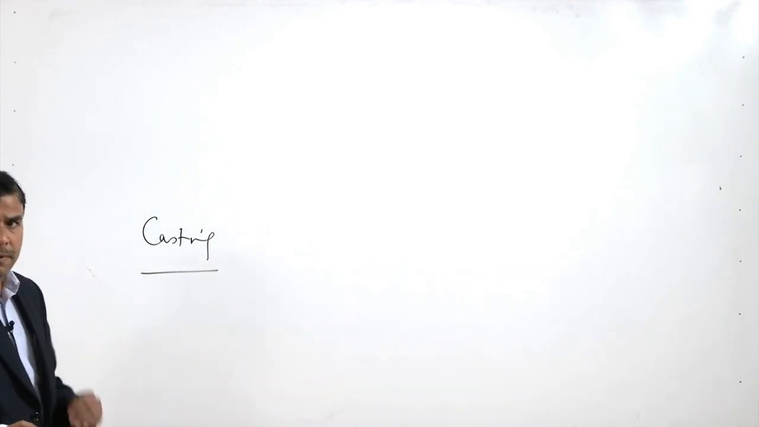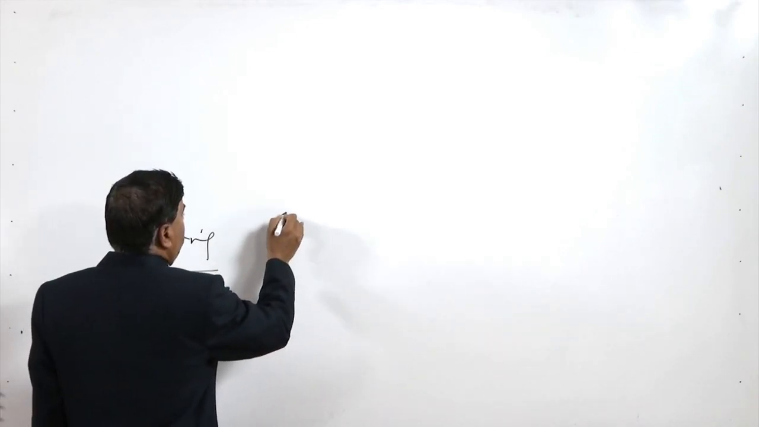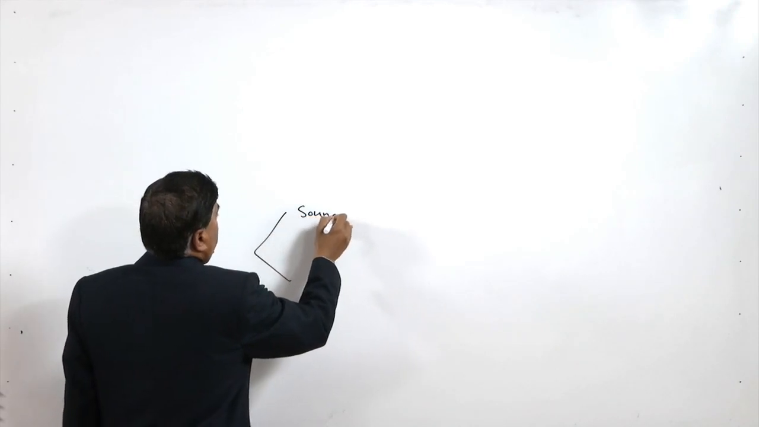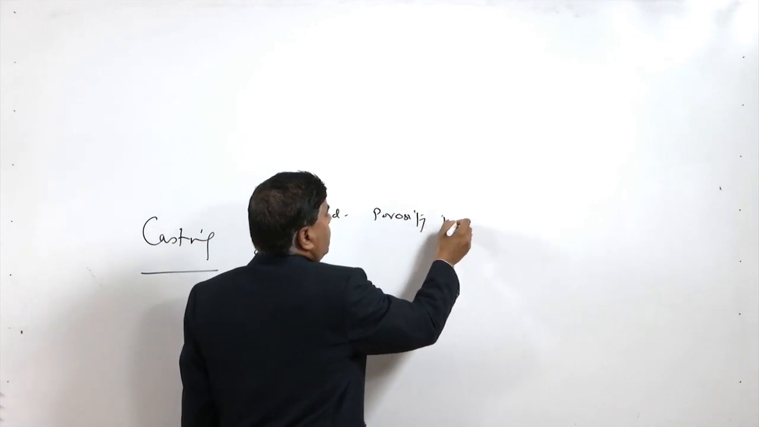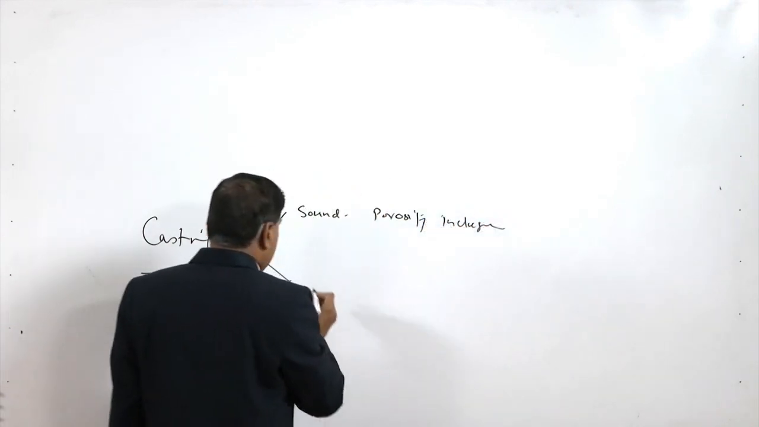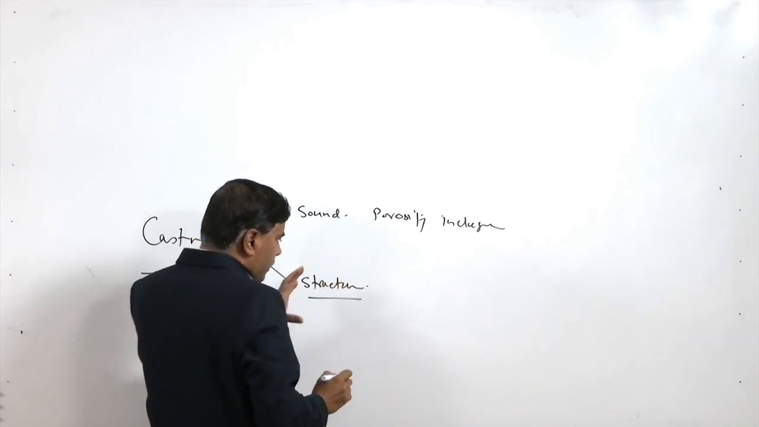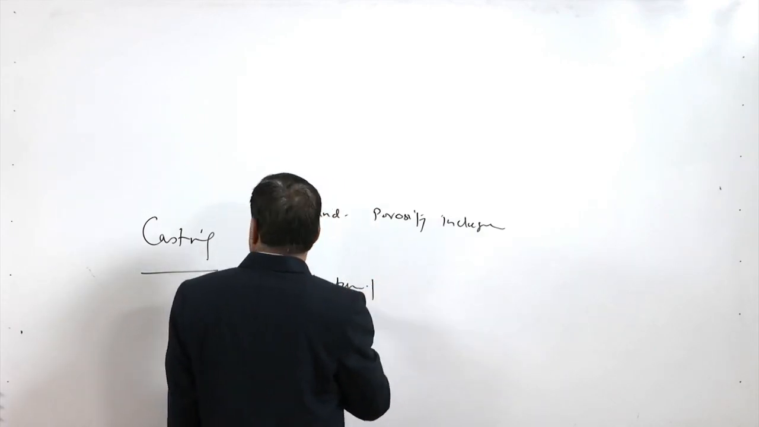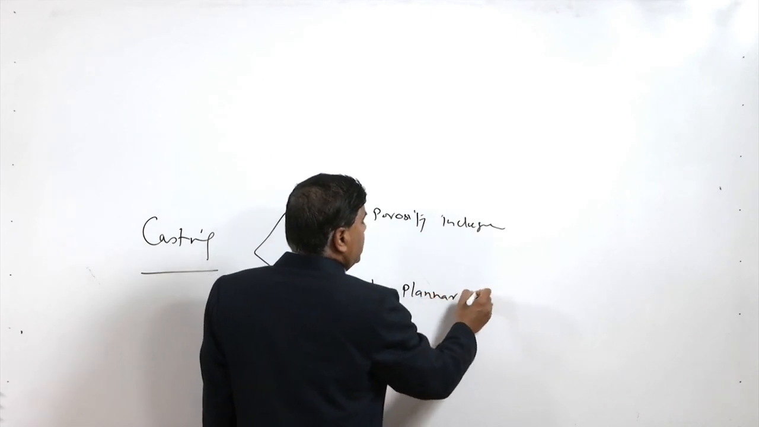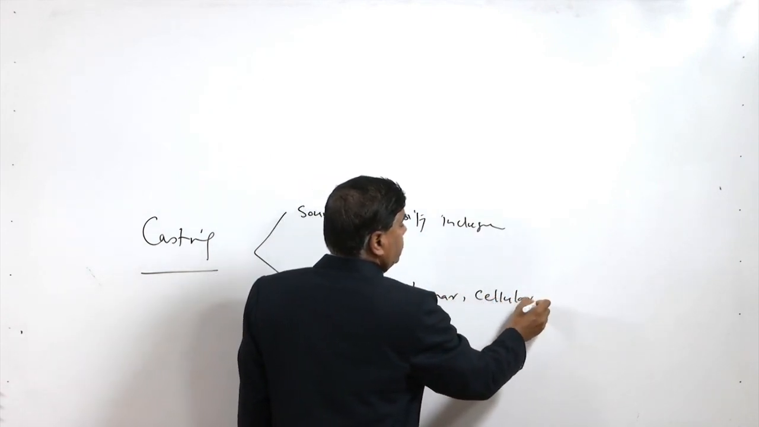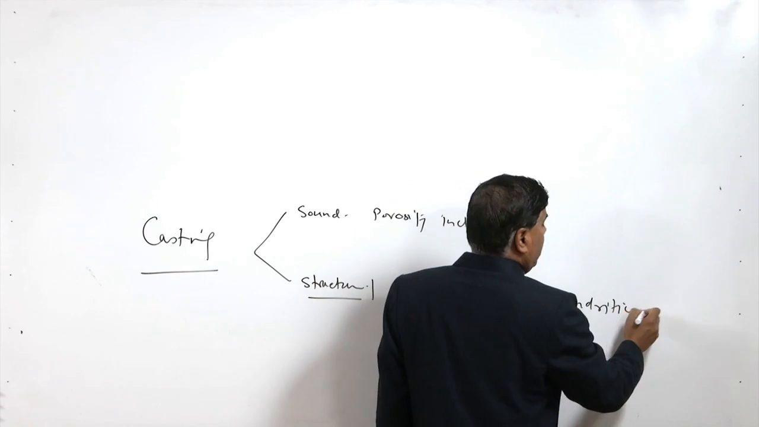In the case of casting, properties are affected by two aspects. One is the soundness, whether there are porosity and inclusions or not, and another is the structural or microstructural part. Four types of structures are found in castings: planar, cellular, dendritic and equiaxed.